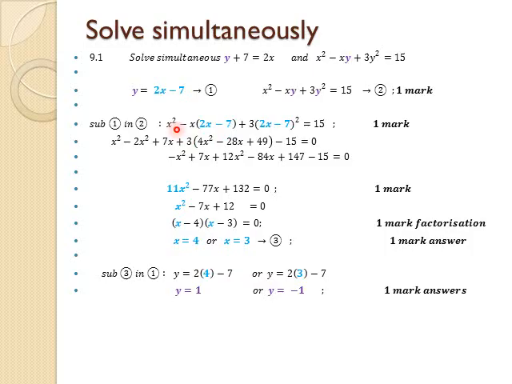So that stays x squared minus x. The y there becomes 2x minus 7, plus 3. And there y squared becomes 2x minus 7 squared, equal to 15. So 1 mark for creating an equation, 1 mark for correct substitution.